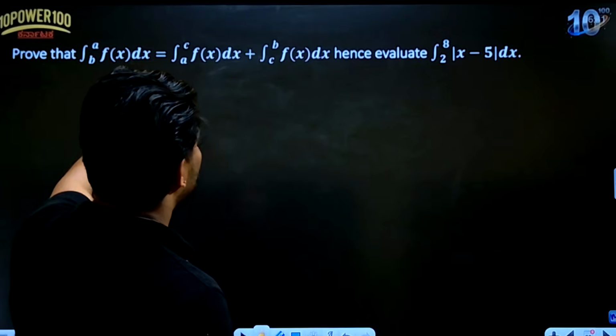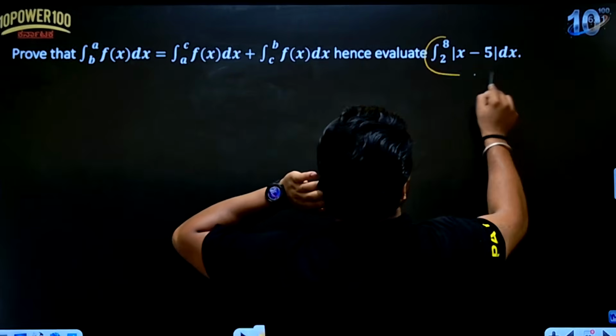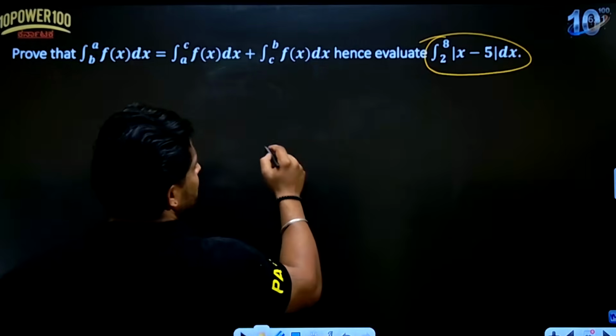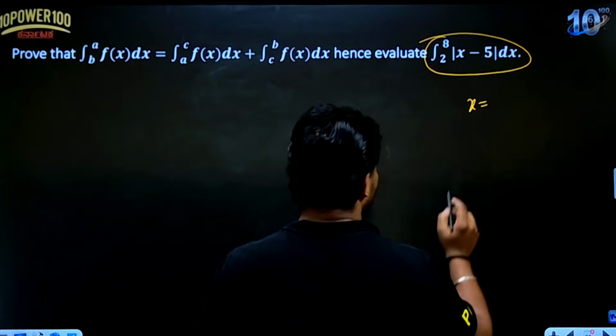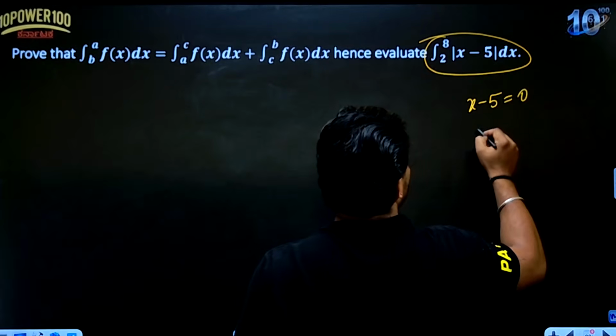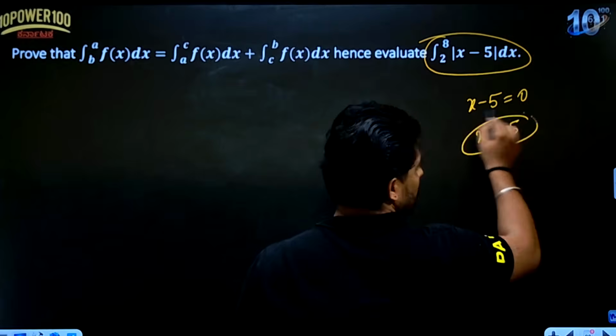Okay? So here also it is the same. I'll just split it out, because if I do this fully, it takes more time. I'll show you how to solve. Now here x minus 5 is equal to 0. So now the critical point is 5. X is equal to 5.